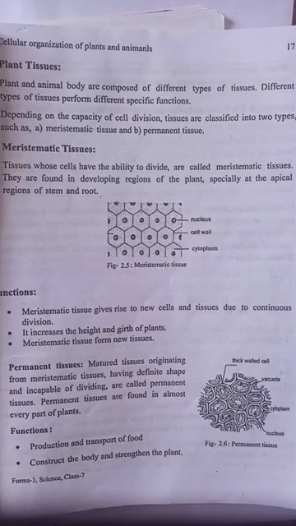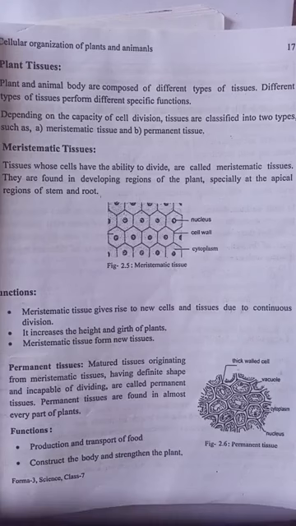So what are meristematic tissues? Tissues whose cells have the ability to divide are called meristematic tissues. They are found in developing regions of the plant, especially at the apical regions of stem and root. Apical region means the topmost part of the stem and roots. That means the highest place, higher position. Those tissues which have the ability to divide are called meristematic tissues. Where are they found? They are found in developing regions of the plant.